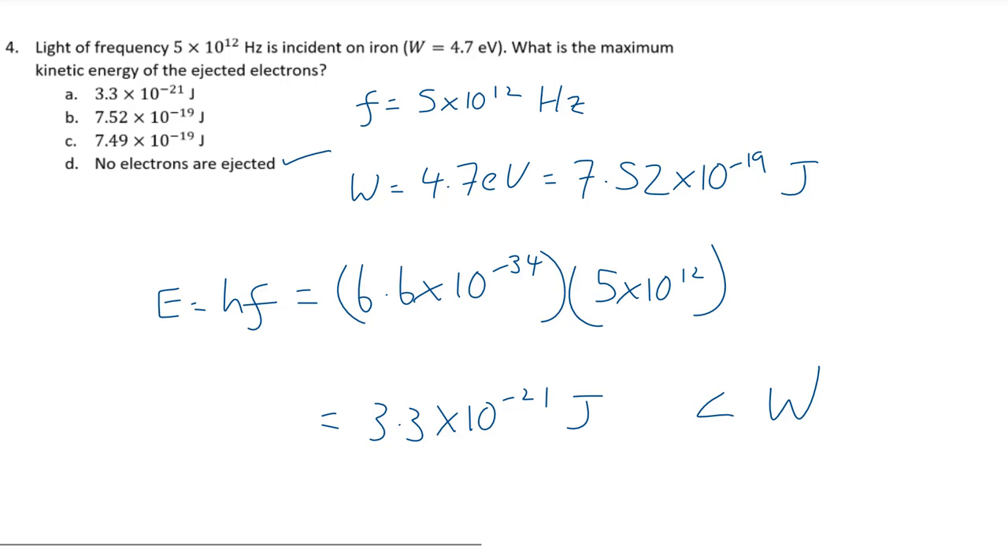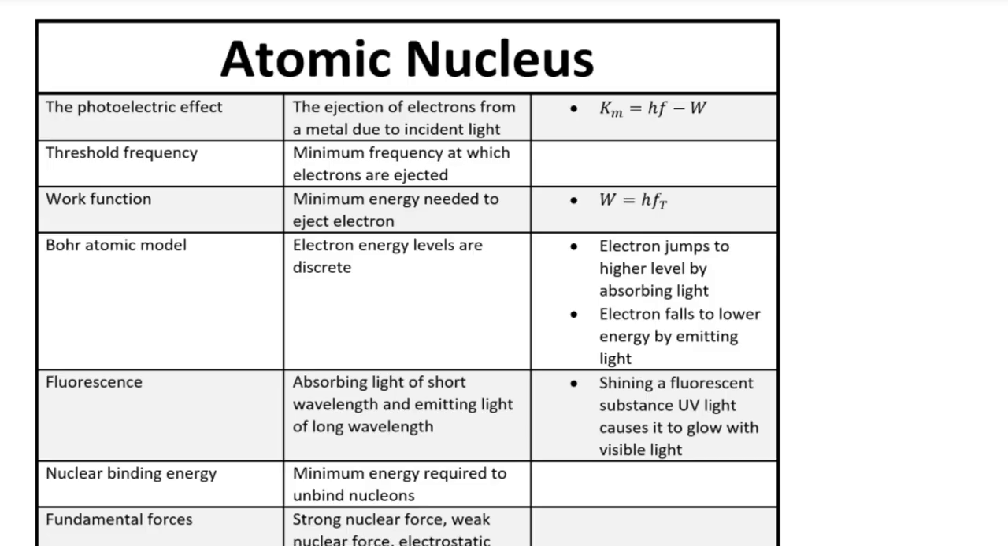Before moving on to our second and final video on atomic and nuclear physics, let us briefly recap what we learned so far. As we just saw in the last question, I began by talking about what is known as the photoelectric effect. This effect is the ejection of electrons from a metal due to light incident on that metal, transferring its energy to the electrons.